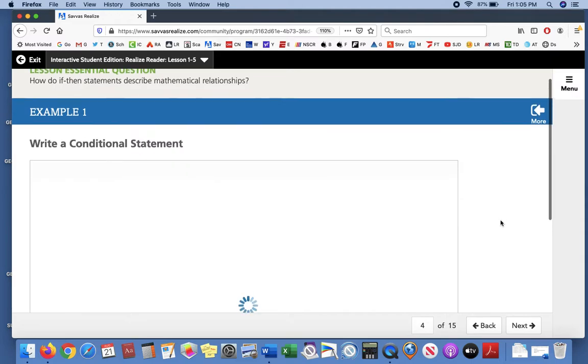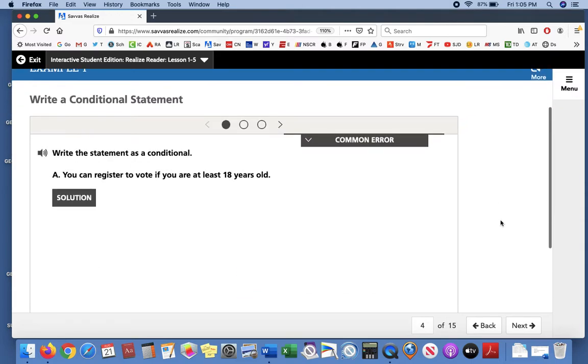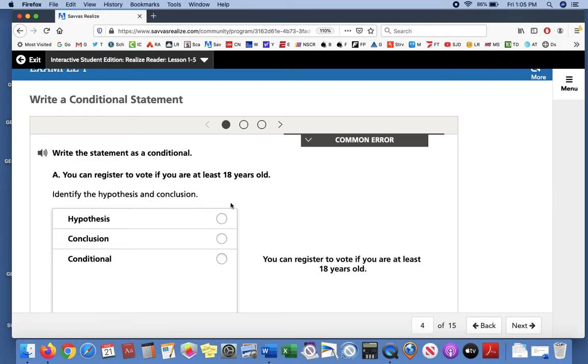Example 1. Writing a conditional statement. You can register to vote if you are at least 18 years old. Now we want to write the statement as a conditional. It already has the word if, but we need the word then. I think they're going to rearrange it for us and have the if part first. You don't always have to have the if part first, but first is to identify the hypothesis and the conclusion. I already gave it away because of the word if. I know that's the hypothesis. Yep, the hypothesis follows if. Therefore, the conclusion is probably the other part.